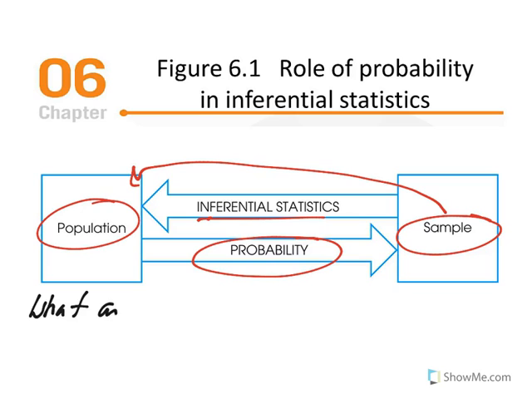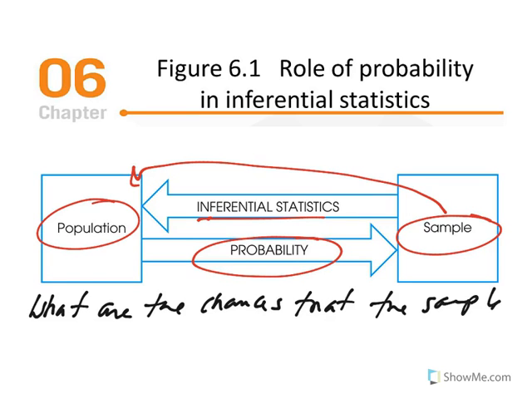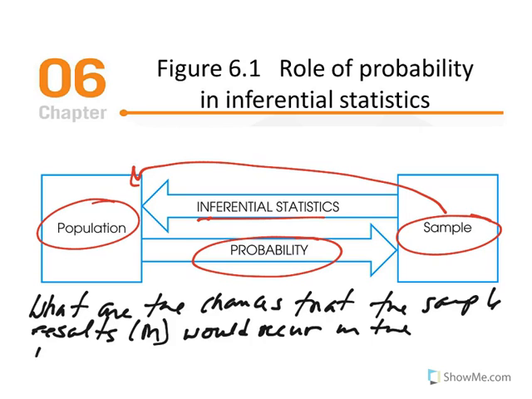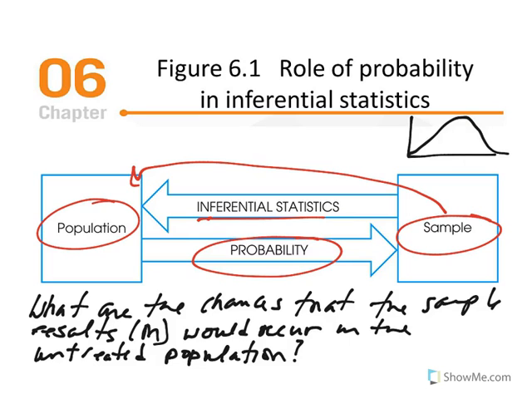We ask, what are the chances that the sample results, and when I say results, let's say we're measuring the mean of that sample, would occur in the untreated population? So we want to think of the normal distribution, and we have the mean of the population.